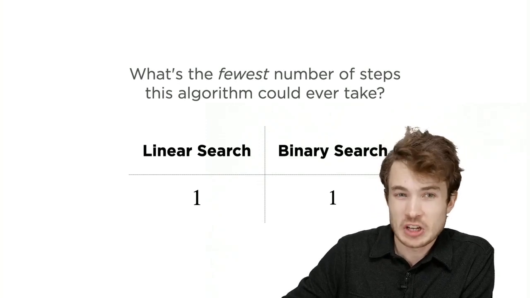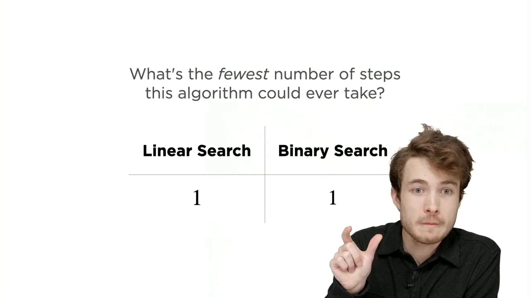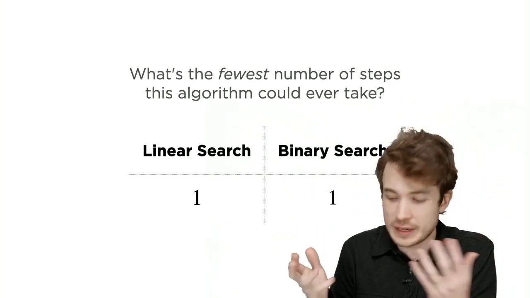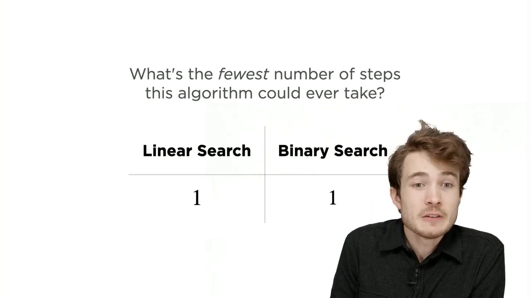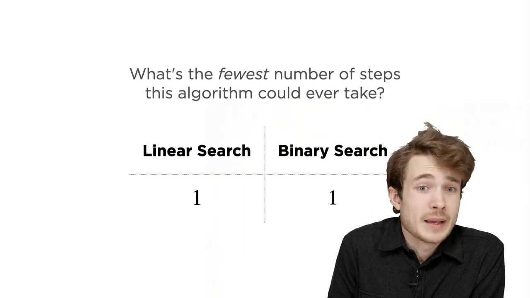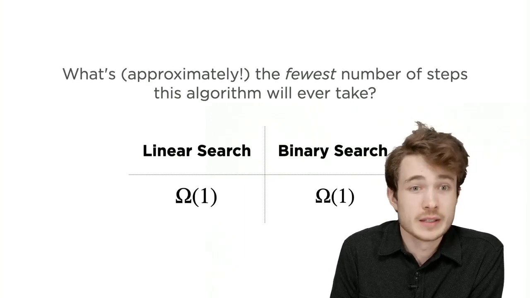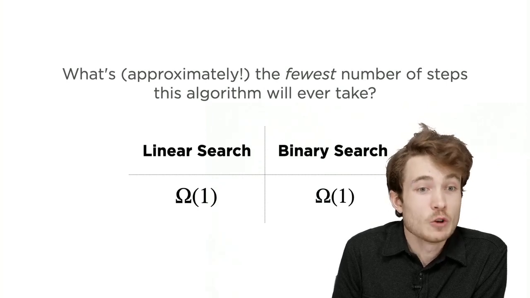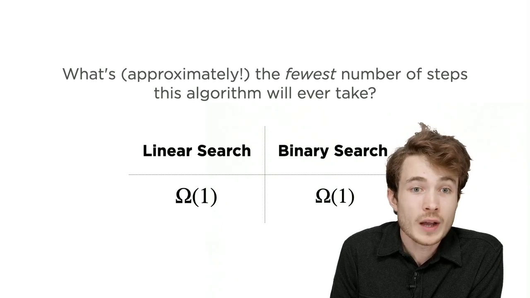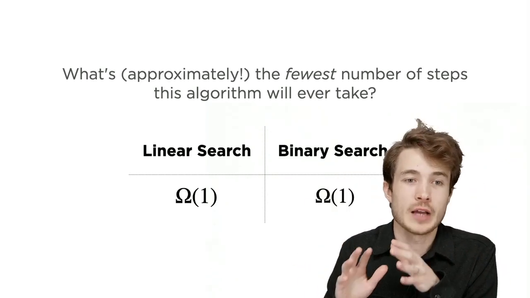Now, in general, as we just talked about, computer scientists don't tend to think about one particular input. They think about general inputs, what happens in just the overall best case. We could say, even if we had 10 people, 100 people, 1,000 people, in the best case scenario, each of these algorithms would take one and only one step. And that's where this idea of omega notation comes in. Omega notation says, given any kind of input, what would be the fewest number of steps we would ever take.